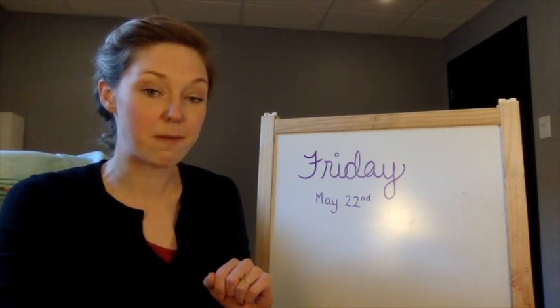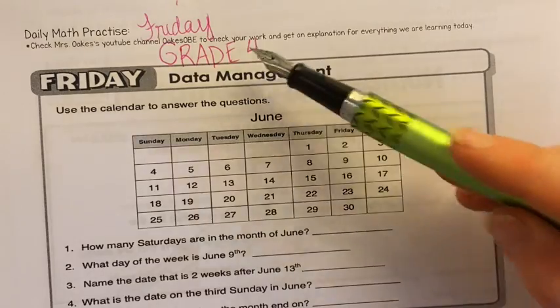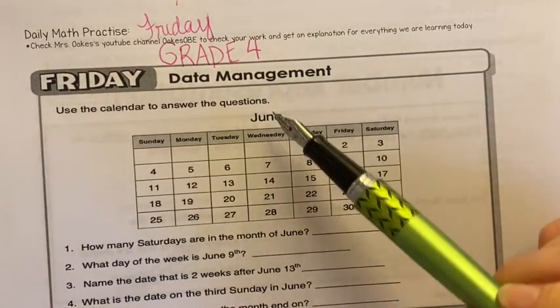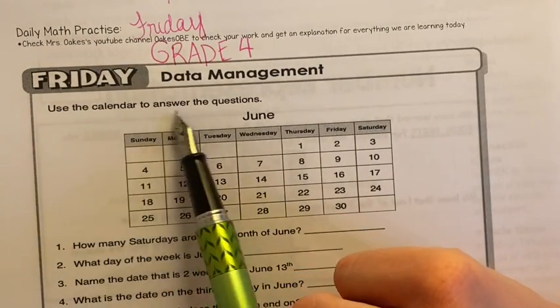I'm going to switch to the camera view right now. All right, grade 4, let's get started with Friday's math. I write it in big letters because I film all of the page views at the same time, and it's very hard to discover which grade and which day, so that's why it's up there. So Friday, we're gonna do some data management. So use the calendar to answer the questions.